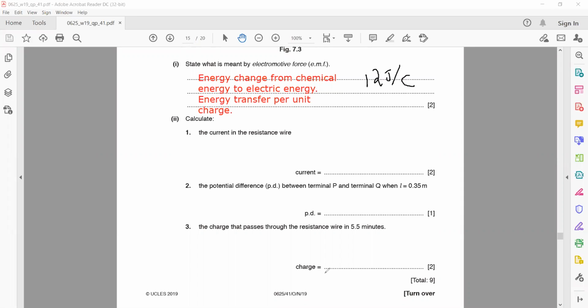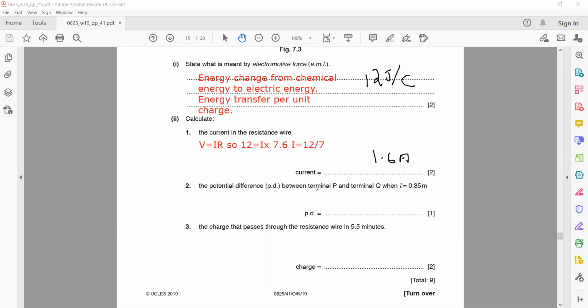So how can we find the current in the resistance wire? We have the formula V = IR. So voltage is 12 and the resistance is 7.6. When you use the formula voltage divided by resistance, it will be 1.6 amps.